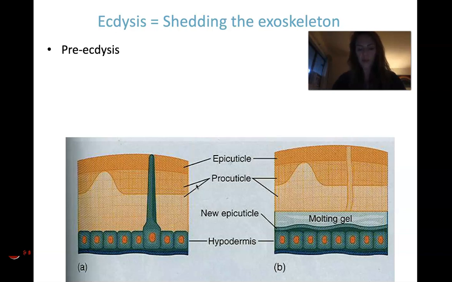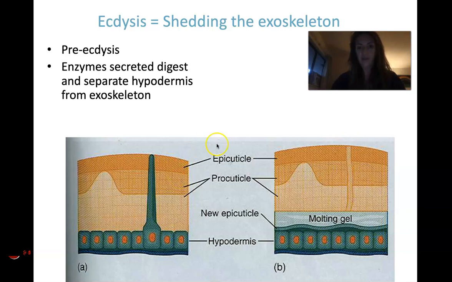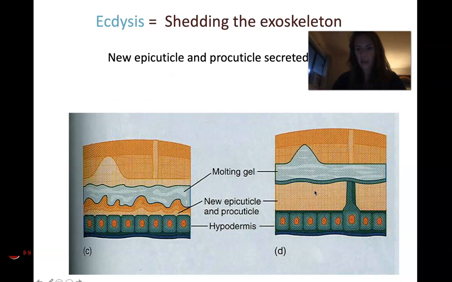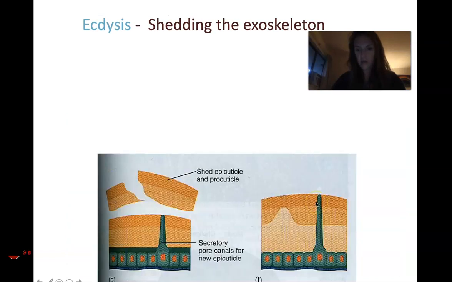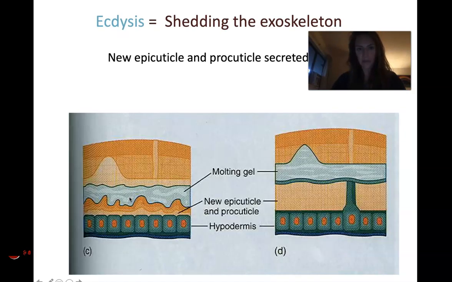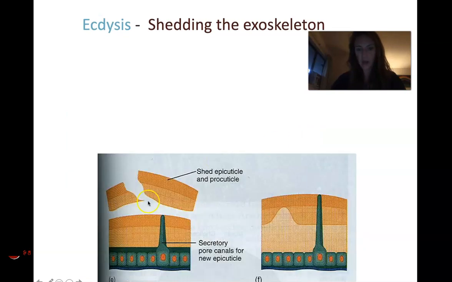So in order to grow, they go through something called pre-ecdysis, where a bunch of enzymes are secreted that digest and separate the hypodermis, so that underneath skin layer, from that non-living exoskeleton. Okay, so they're secreting this molting gel of enzymes here that separates the living from the non-living part, and then that can come off here. So then underneath that molting gel, we have a new epicuticle and procuticle secreted, and eventually then that old exoskeleton is shed. So during this time here, once this is coming off, now your animal is soft for a while, okay?